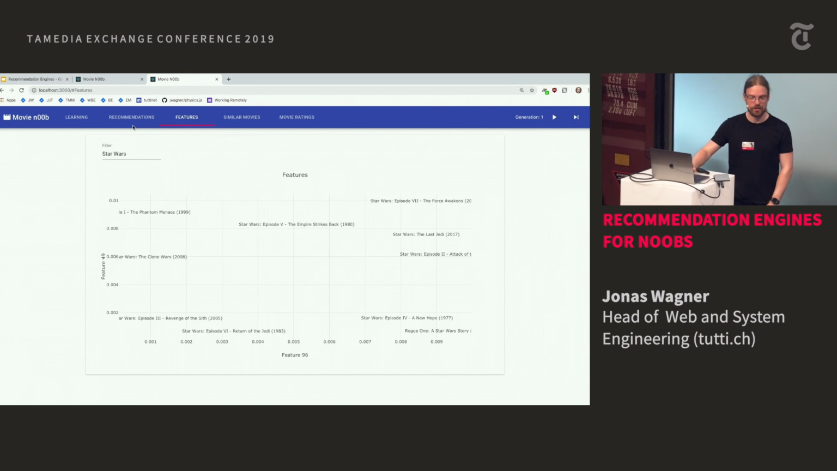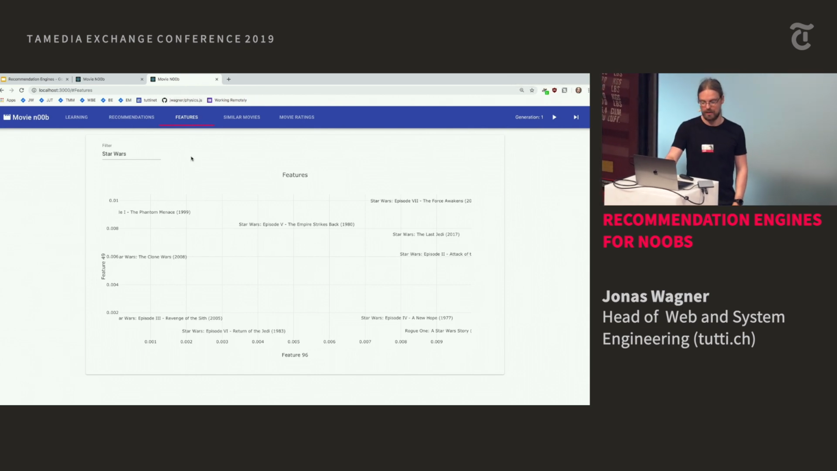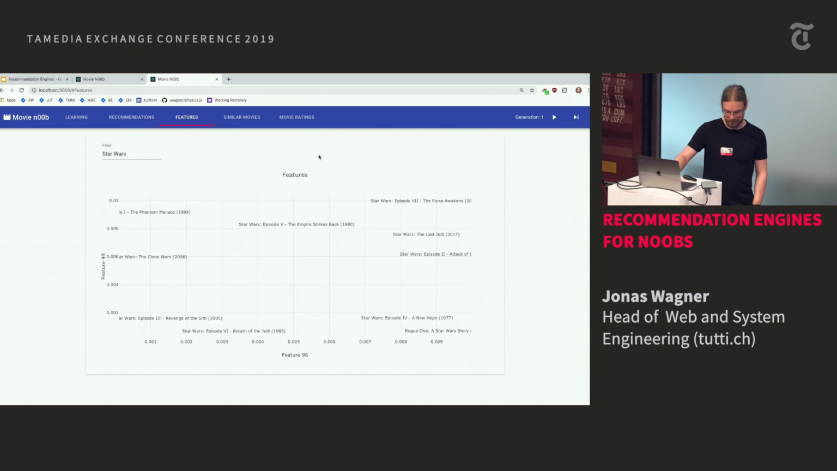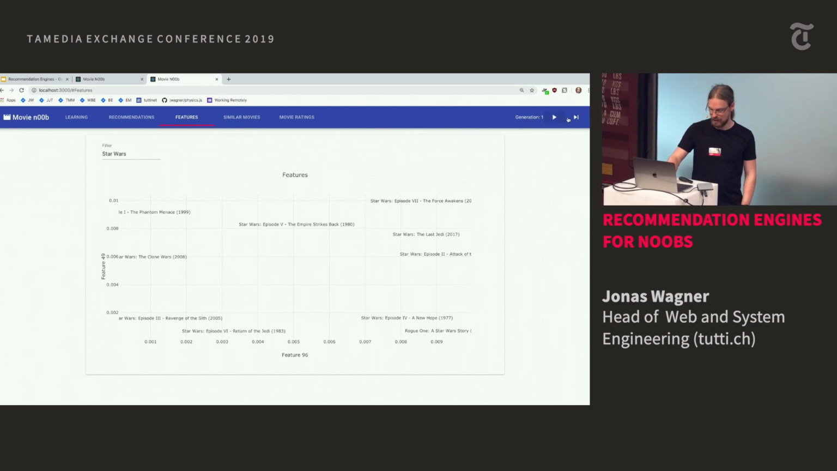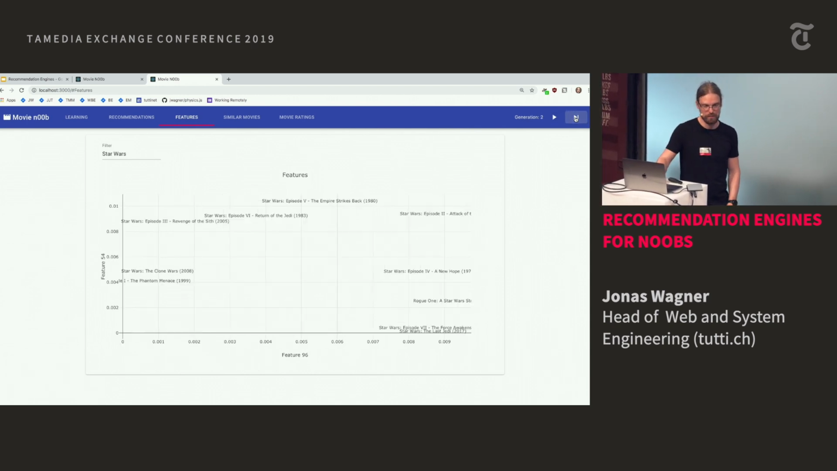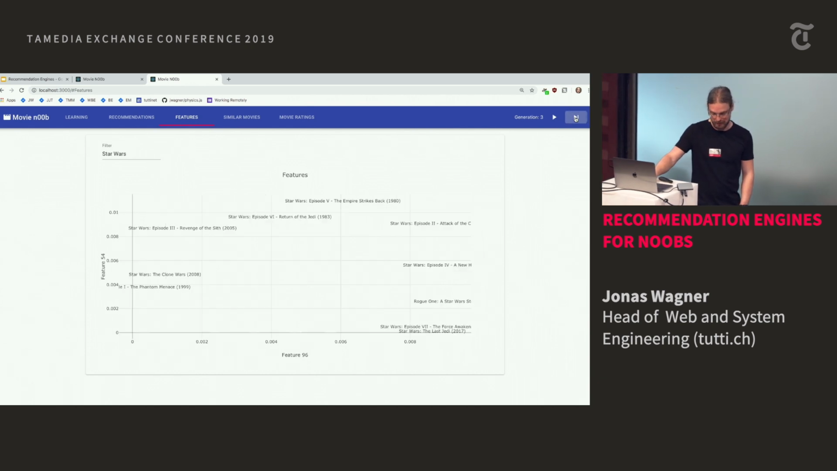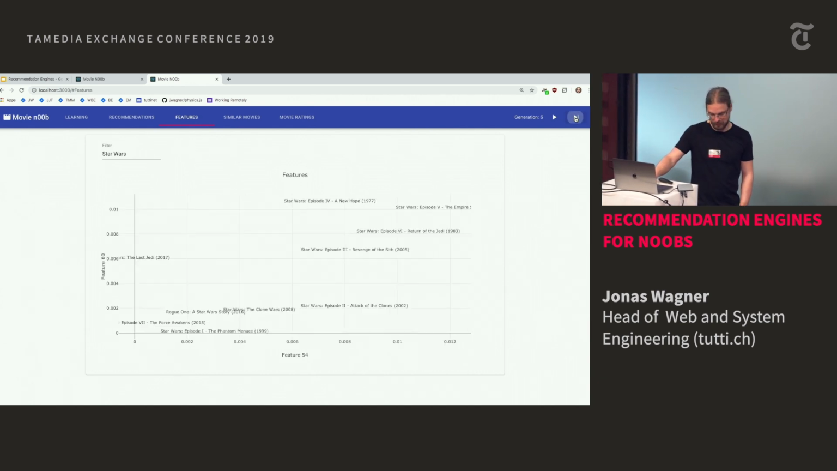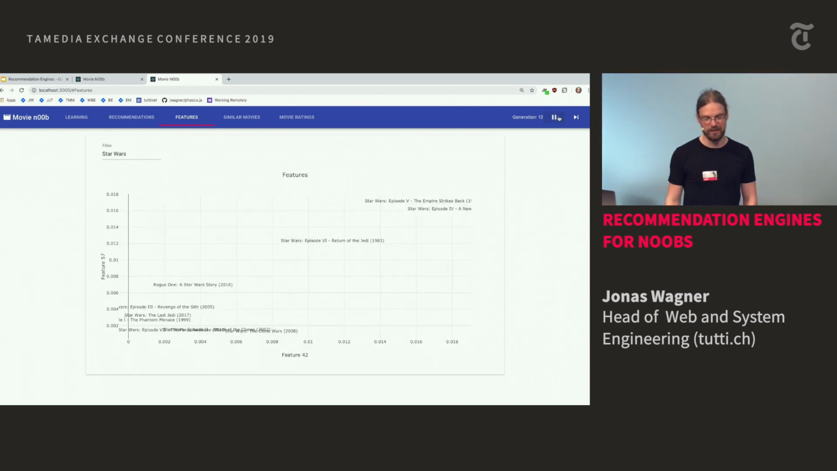So again, the same picture. We start with all of the movies in a random place. We now play this game of moving them just step by step by step, a little bit around. It's going to take quite a few iterations of this, so we'll just let it run.